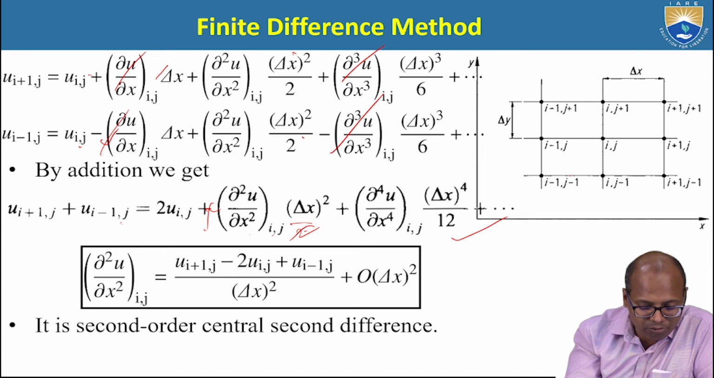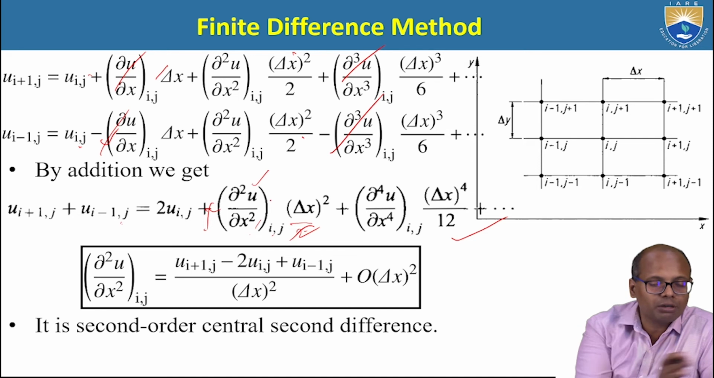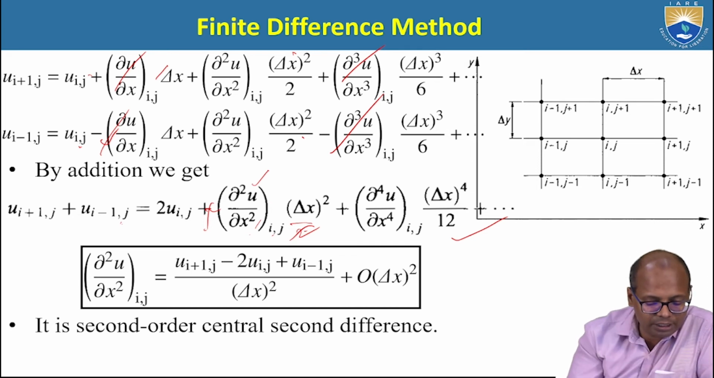Now what I want is dou square u by dou x square. I keep this one side and bring all the other terms this side. What I will get now?